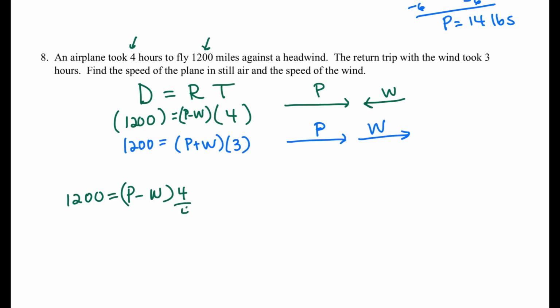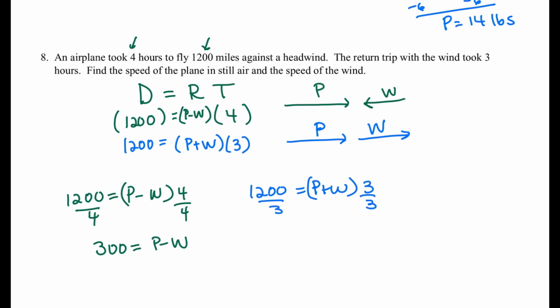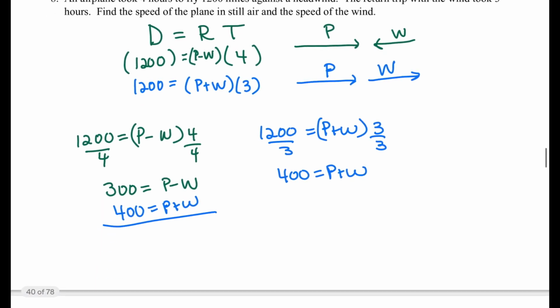So I'm just going to divide both sides by 4, and I get 300 equals P minus W. If I take my 1,200 equals P plus W times 3, I'm going to divide both sides by 3, and I'll get 400 equals P plus W. Now, when I add these two together, the W's eliminate. I get 2P equals 700. Divide it by 2, and my plane speed is going to equal 350.